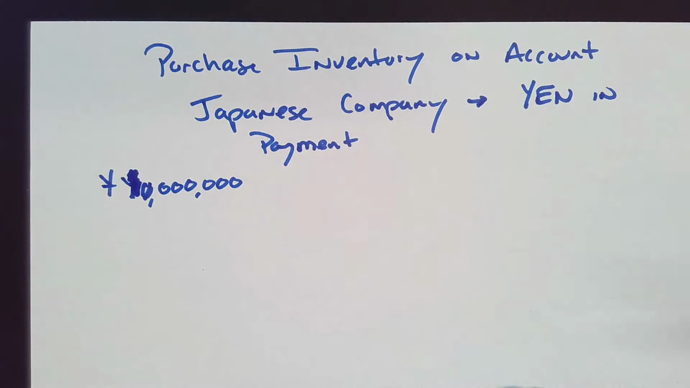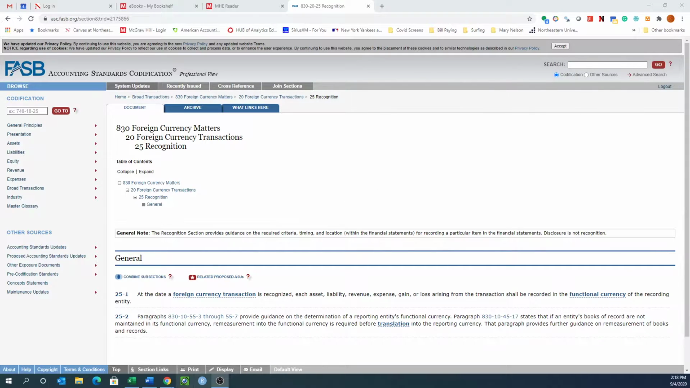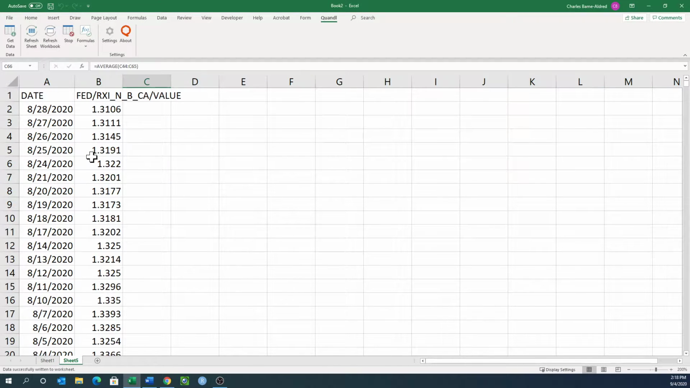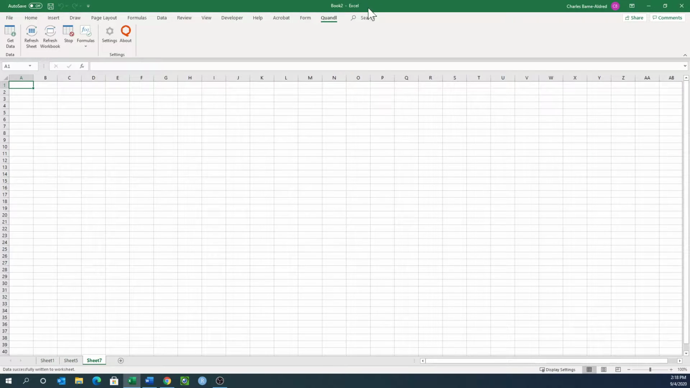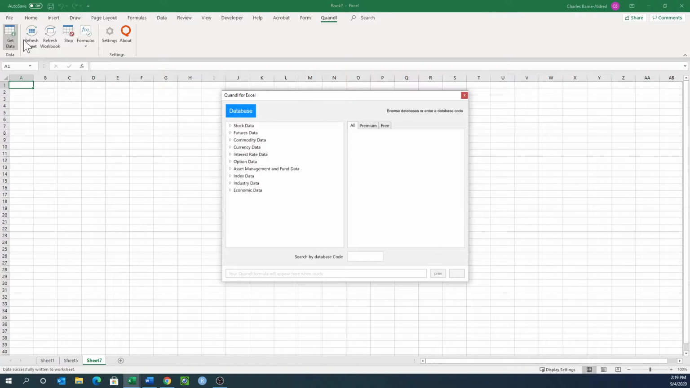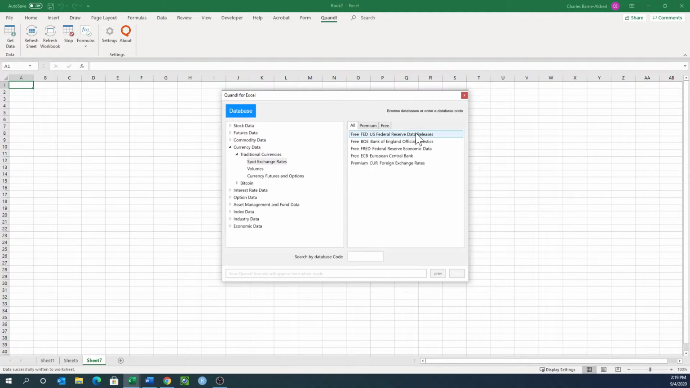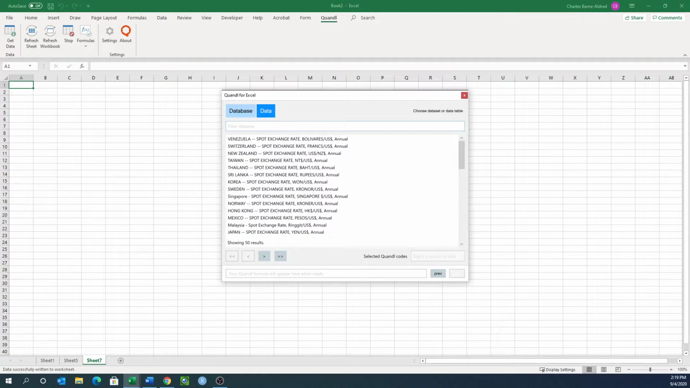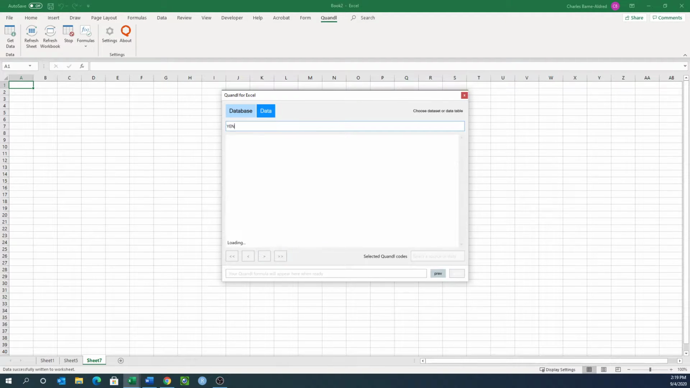All right. So let's take a look at this. We had done this one before. This was the Canadian dollar. So let's start up a new spreadsheet. Let's bring in some data, make sure that our formulas are enabled. We want to go get that currency data. Traditional currencies. Let's look for the spot exchange rates, again from the Fed, and we want to look for yen.